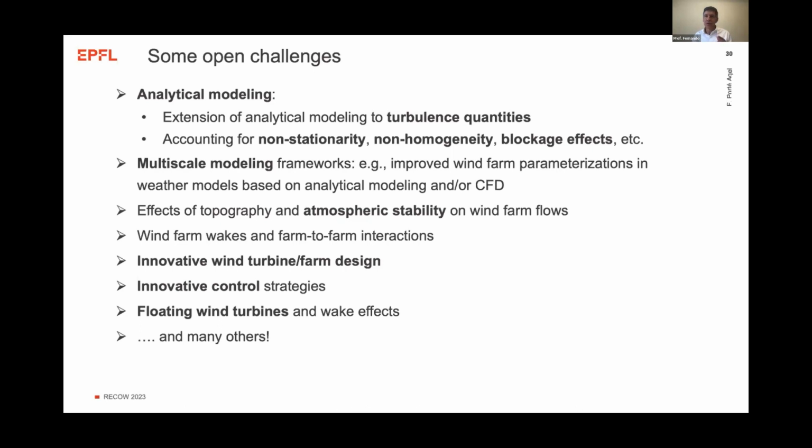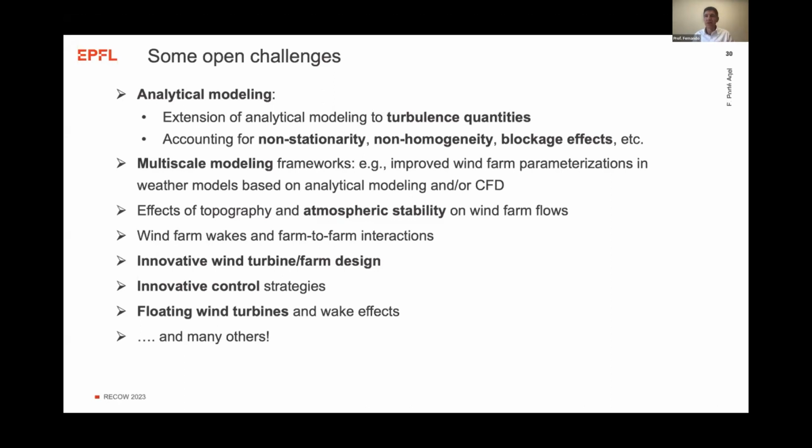There is also a lot of room in analytical models to account, for example, for non-stationarity effects when the conditions are not stationary. The models, I assume, only work for stationarity at the moment. So non-stationarity, when you have non-homogeneity, for example, pressure gradients, when you have topography that makes the flow non-homogeneous, even being in the wake of another turbine is non-homogeneous, right? Blockage effects, thermal stability effects, and so on.